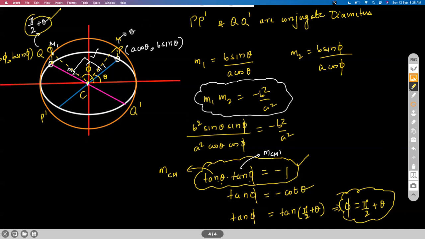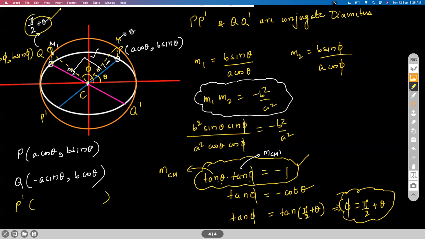Okay. So in light of this, if P coordinate is A cos theta comma B sine theta, can I say Q coordinate will be minus A sine theta comma B cos theta? Okay, so if this is P, this is Q. So what will be P dash and Q dash? That also please tell me. Who will tell me what is the coordinate of P dash? Now guys and girls, very important to understand. If theta is the eccentric angle of P, what will be the eccentric angle of P dash? Write down on your chat box. If theta is the eccentric angle of P, what is the eccentric angle of this P dash?